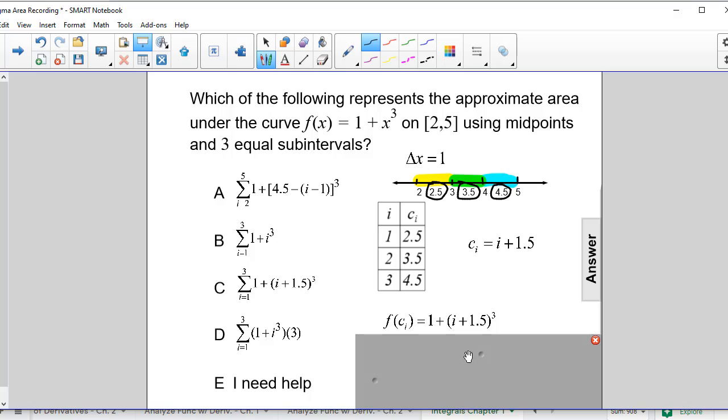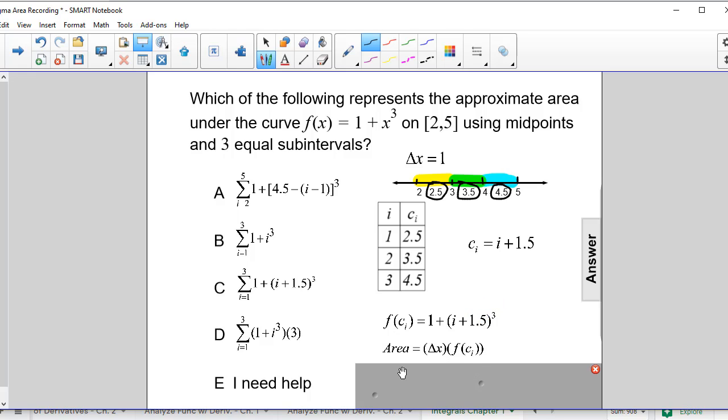To find the height of the rectangles, we're going to find f of c sub i, and remember f of x is equal to 1 plus x cubed. So it's going to be 1 plus, and instead of x, I use my value of c sub i: 1 plus, i plus 1.5, cubed.